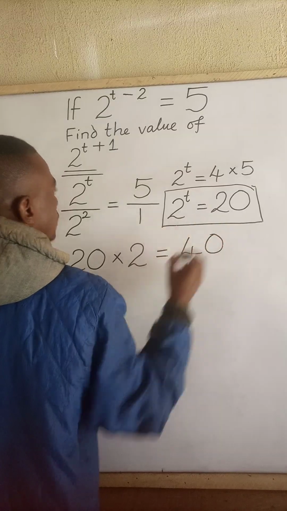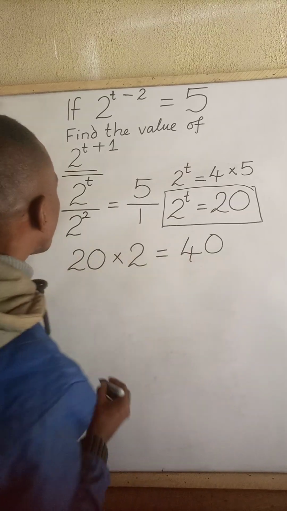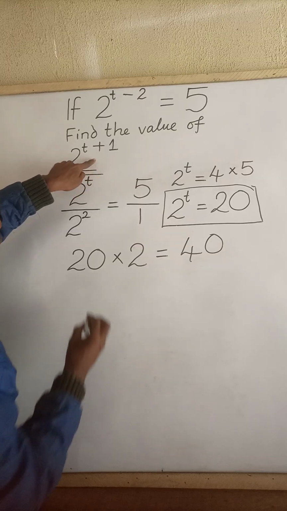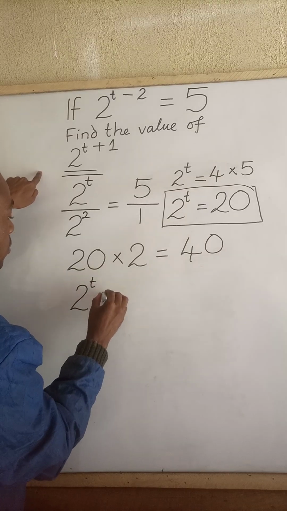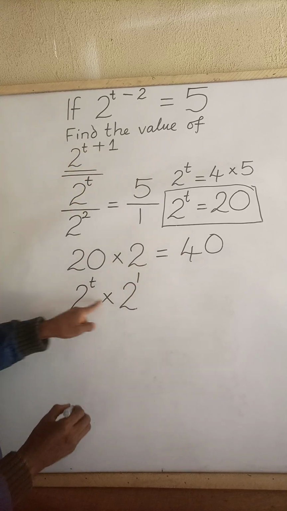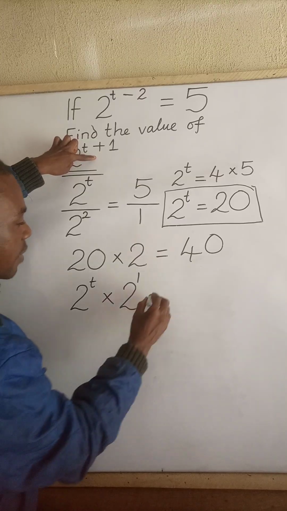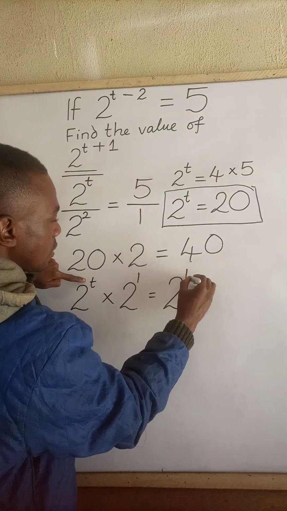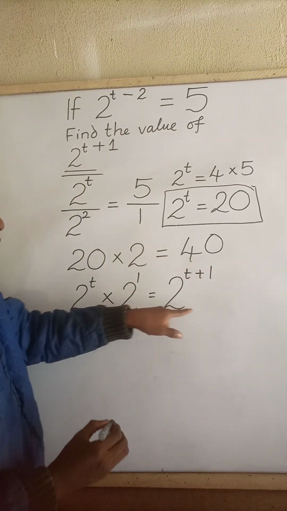Now, some of you may be surprised or confused on how I got 40 as the answer. Look at it. This is the multiplication law of indices, which is 2 power t multiplied by 2 power 1. When you simplify this, you will observe that the bases are the same, right? You will pick one of the bases and add the powers, t plus 1. Have you seen it now? That is what it means.